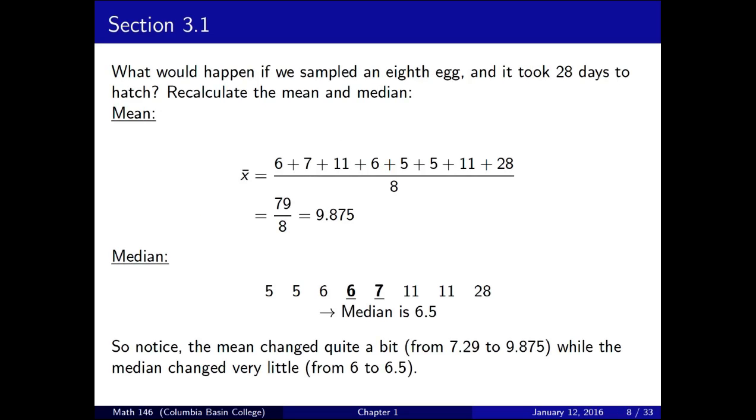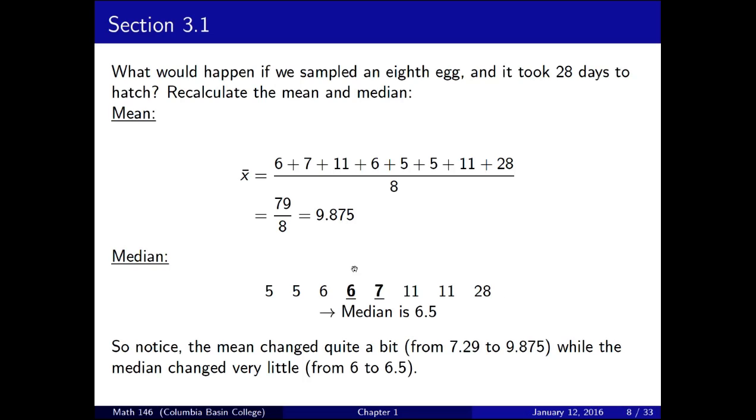Now, one thing I want to think about though is what would happen if we sampled an 8th egg, and what if that egg took 28 days to hatch? If you look at our data set, 28 would be a very long period. In fact, you might even consider it what we'd call an outlier. So if I add in that extra observation, now instead of 7 data points I have 8. Here's my original 7 added up. We tack on that next observation that took 28 days to hatch, and then we divide by 8. What you're going to notice is that the mean jumps up to 9.875.